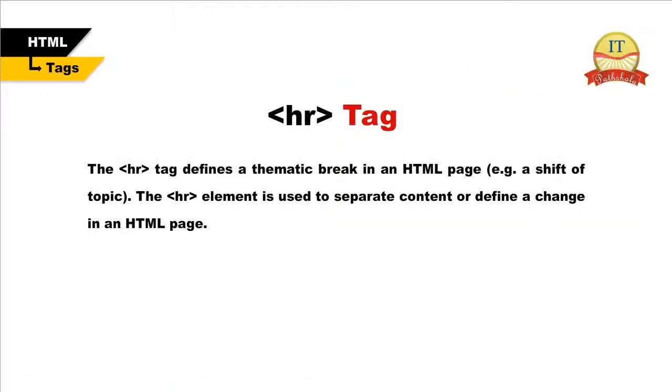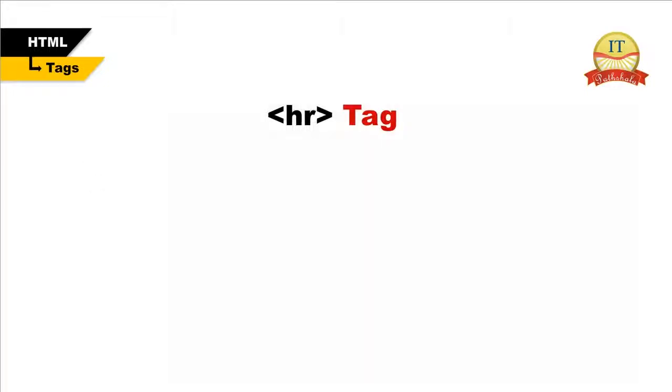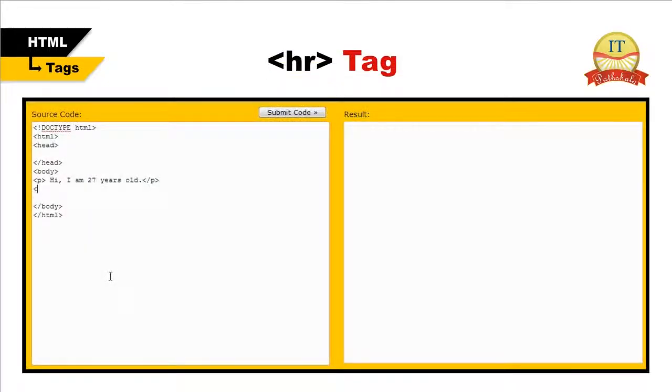HR tag. The HR tag defines a thematic break in an HTML page, for example, a shift of topic. The HR element is used to separate content or define a change in an HTML page. The HR tag is a single tag and it does not have a closing tag. In the following example, we shall insert the HR tag between the 2 lines of text. Kindly observe the final outcome carefully.